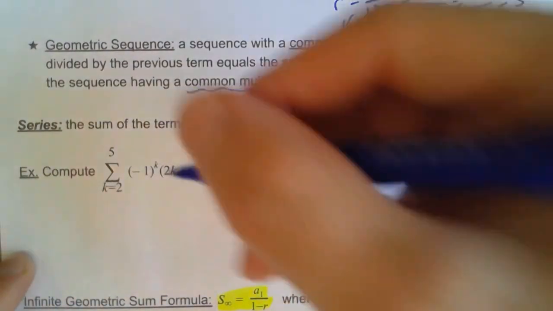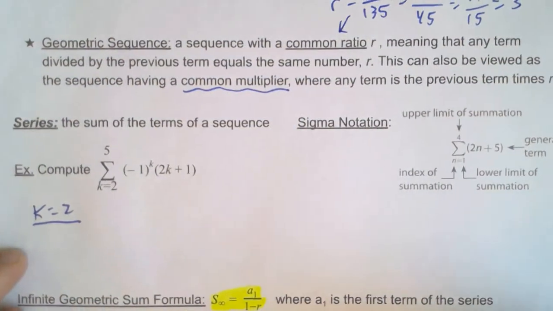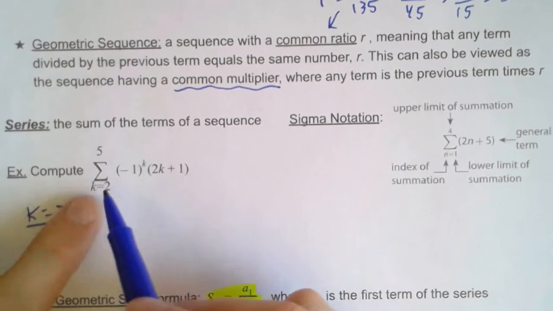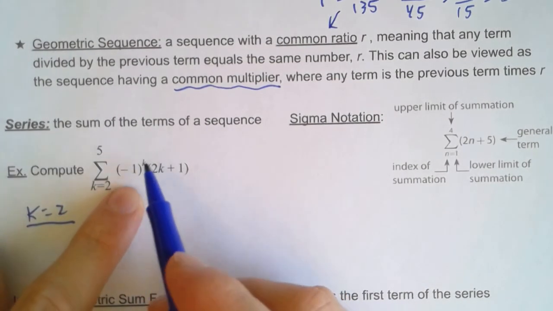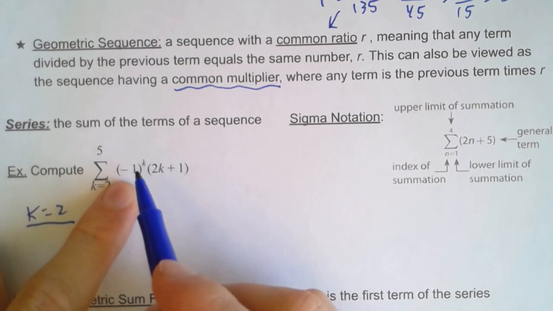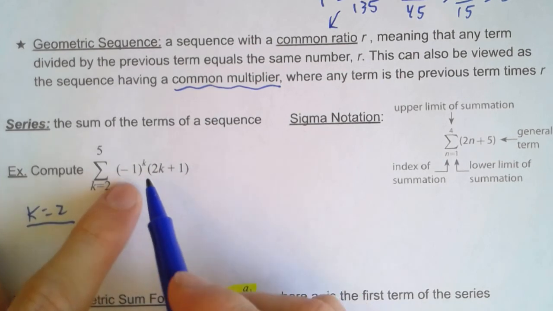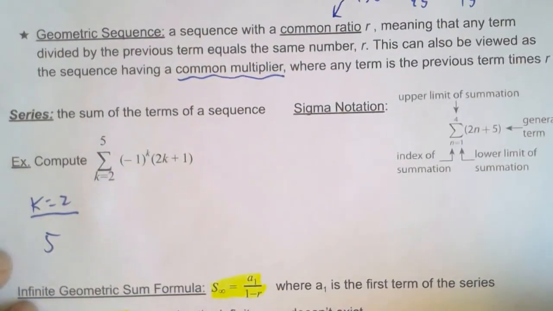So for this one here, we would start with k equals 2. It's not starting with the first term anymore, starting at 2. And so we would take 2 and plug it into this formula here. So negative 1 squared is positive. So we're just going to get positive 1. And then 2 times 2 is 4, plus 1 is 5. So we're going to have positive 1 times 5. We're just going to have 5 right there.